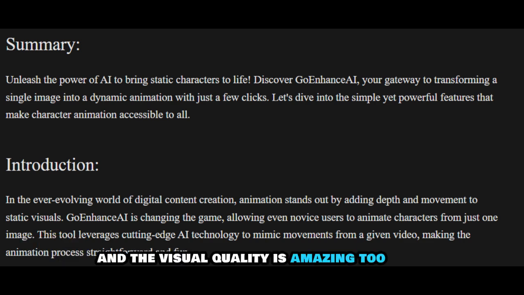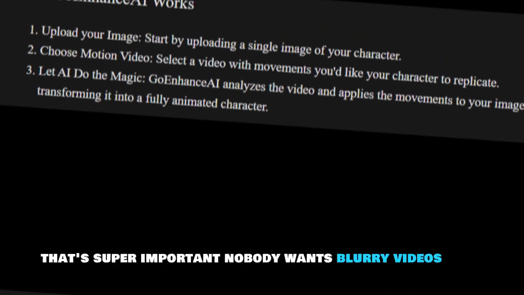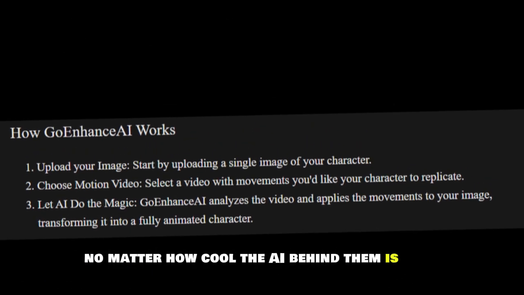And the visual quality is amazing too. We're talking 1080p resolution, which is a big deal for video. That's super important. Nobody wants blurry videos, no matter how cool the AI behind them is.